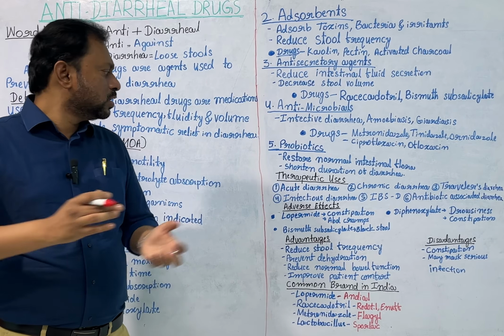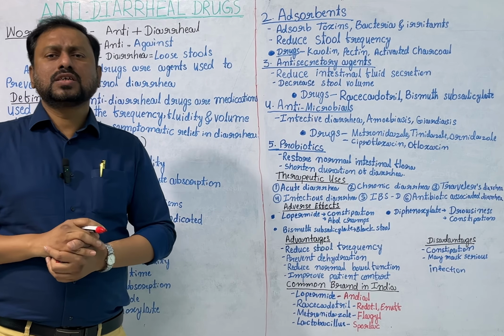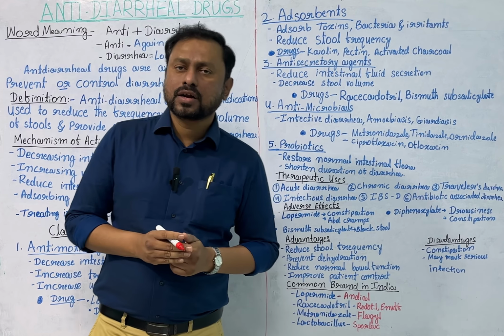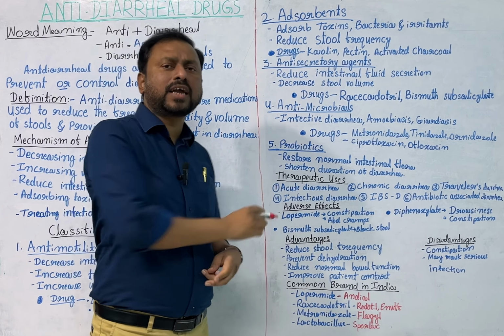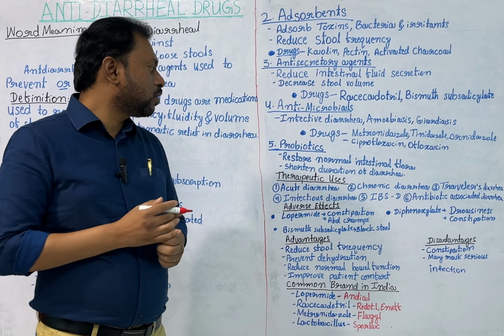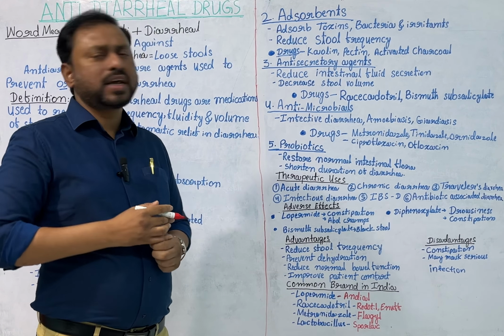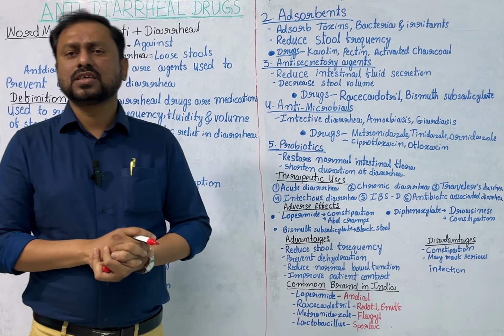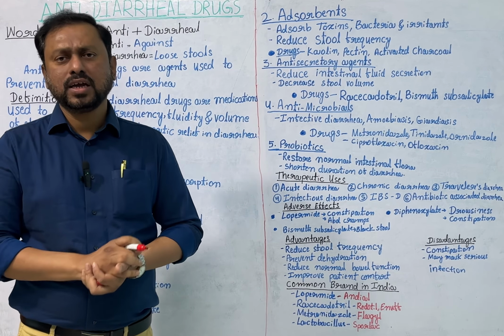The next is the therapeutic uses. In which diseases are we using the anti-diarrheal drugs? The very common ones are acute diarrhea, chronic diarrhea, traveler's diarrhea, infectious diarrhea, irritable bowel syndrome, and antibiotic-associated diarrhea. In these conditions we are using the anti-diarrheal drugs.